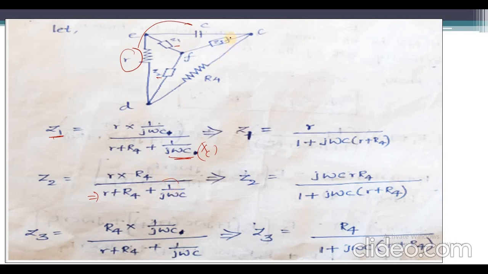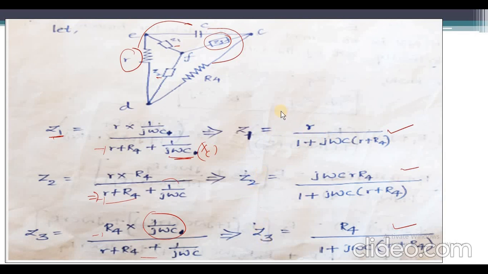If you want to find out Z3, it will be situated between this C and R4. That means R4 into XC, where XC means 1 by J omega C, over the total R plus small r plus R4 plus 1 by J omega C. Here the denominator is the same, only the numerator is somewhat changed. If you manipulate, simply consider the LCM, cancel it, and you can get the Z1, Z2 and Z3 expressions.